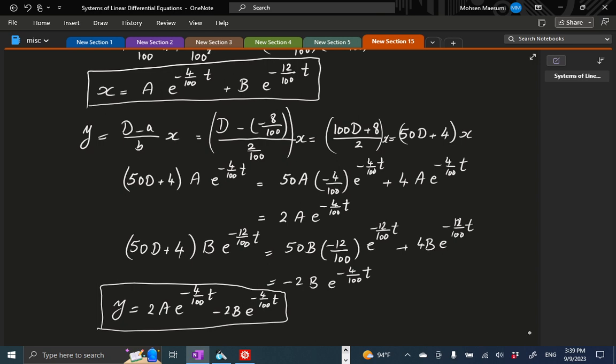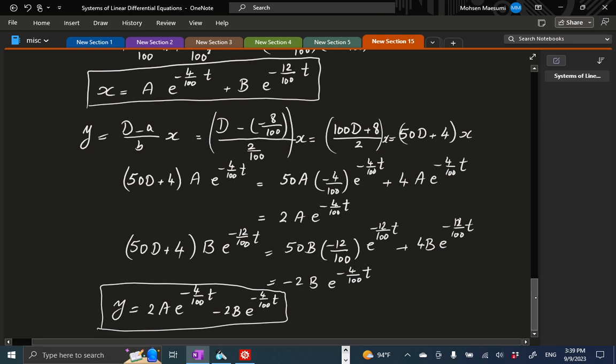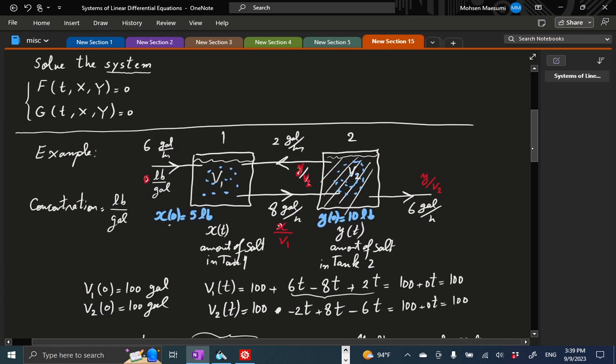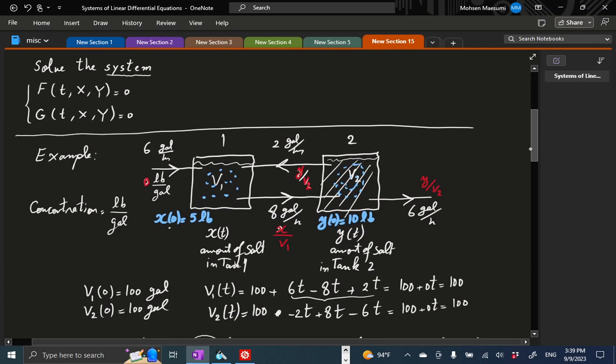Well, each of these problems has initial conditions. By taking that into account, I'll find A and B. So what was our initial condition? Our initial condition was this tank starts with 5 pounds, that tank starts with 10 pounds. So let's keep that in mind.